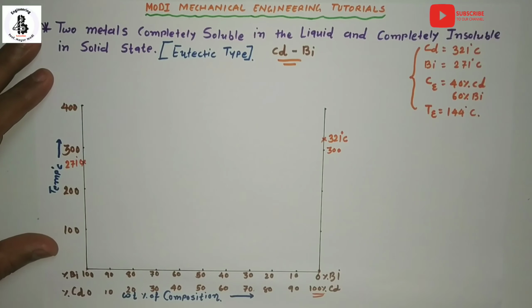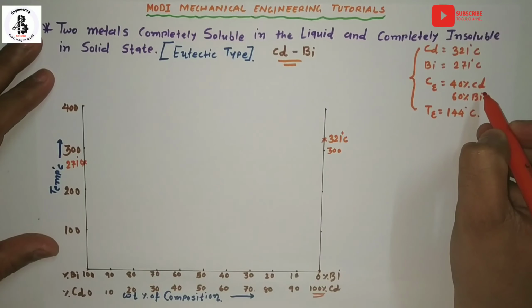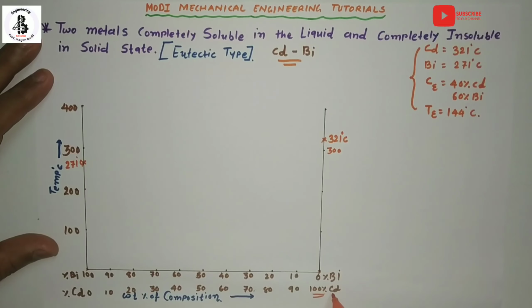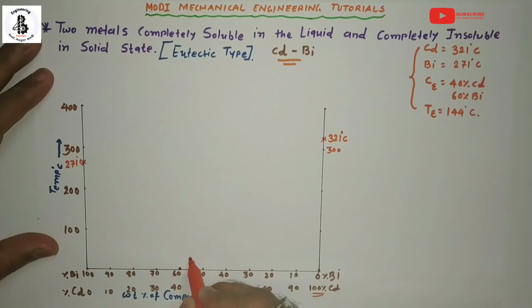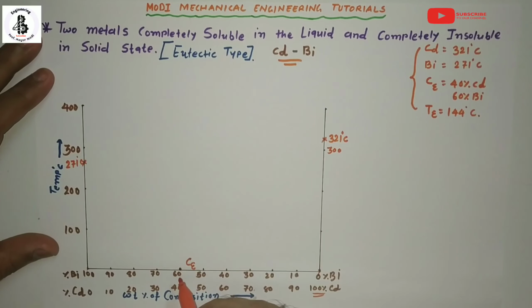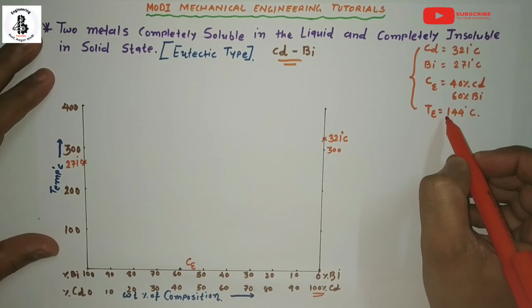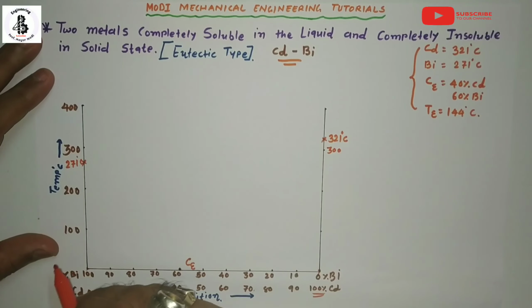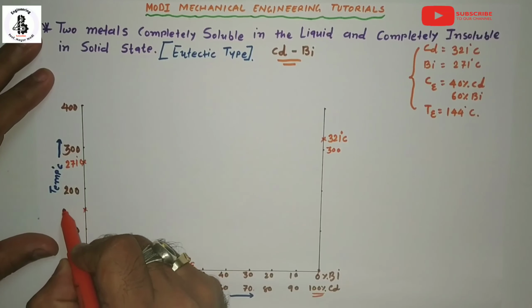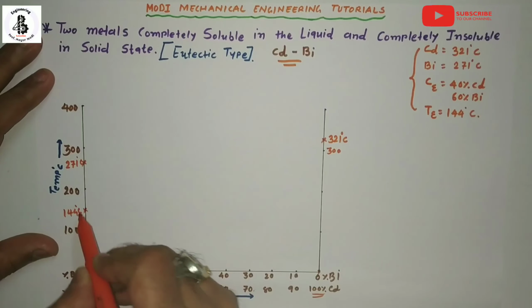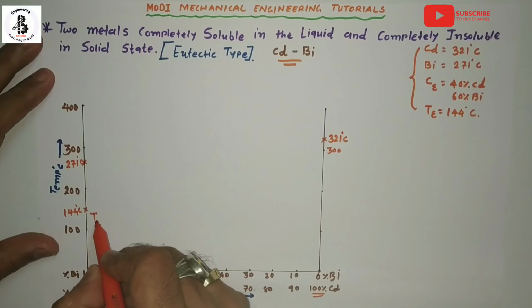Now there are the eutectic conditions, the eutectic composition and eutectic temperature. The eutectic composition is 40% cadmium. So this will be the cadmium side, 40%. Just make a point for the eutectic composition. And for the temperature, the eutectic temperature will be 144. I think it will be almost over here, 144 degrees centigrade. That will be nothing but the eutectic temperature.